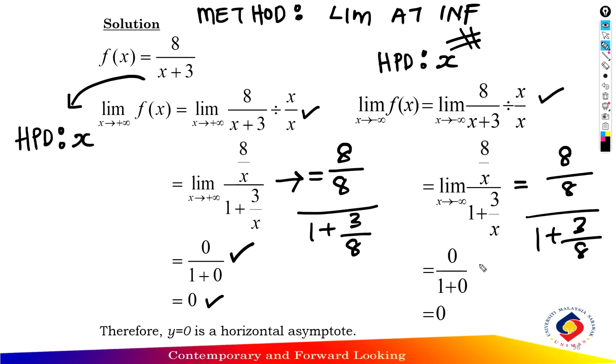Okay, and the answer here is 0 over 1 plus 0, and the limit as x approaches negative infinity of f(x) here equals 0. Okay, so y equals 0 is a horizontal asymptote of the rational function.